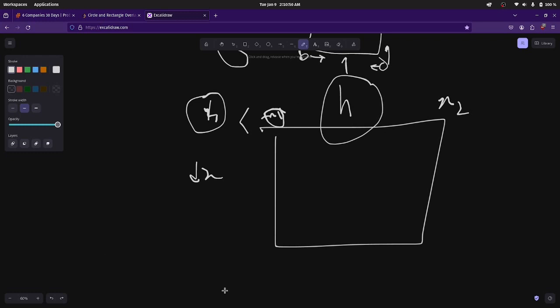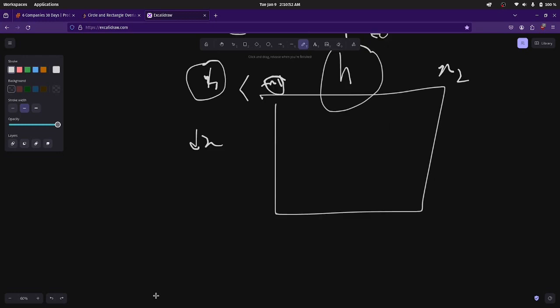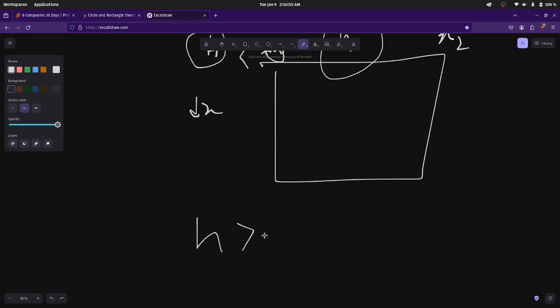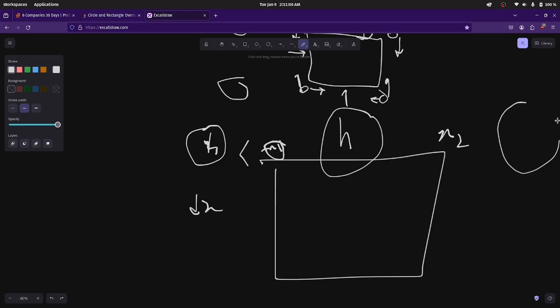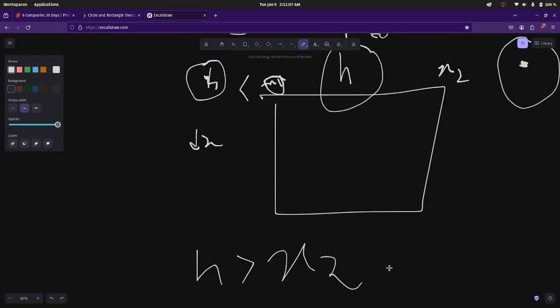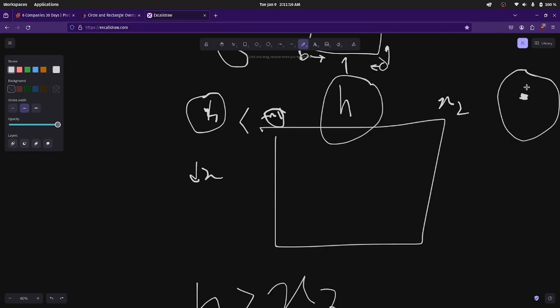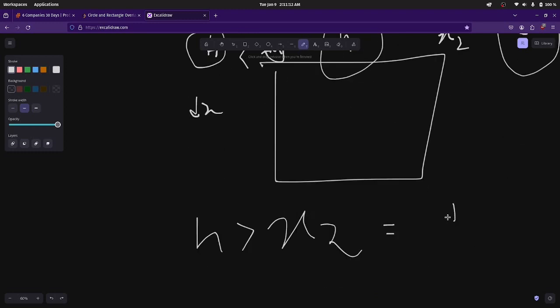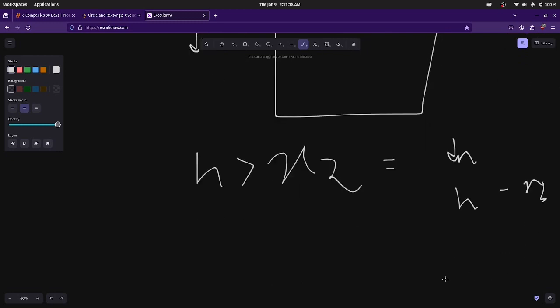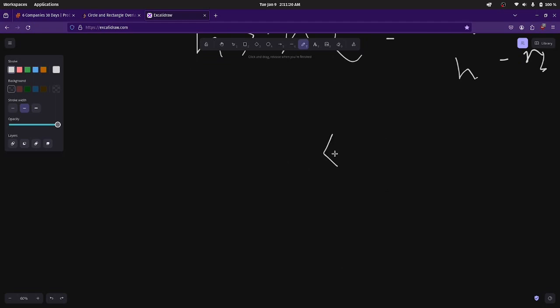What I'm saying is, if h is greater than x2, then it definitely means it's lying here, right? If it is greater than x2, then it definitely means it's lying here. If it's lying here, then dx equals h minus x2. But if it's smaller than x2, that is, x2 is greater, then dx equals 0.